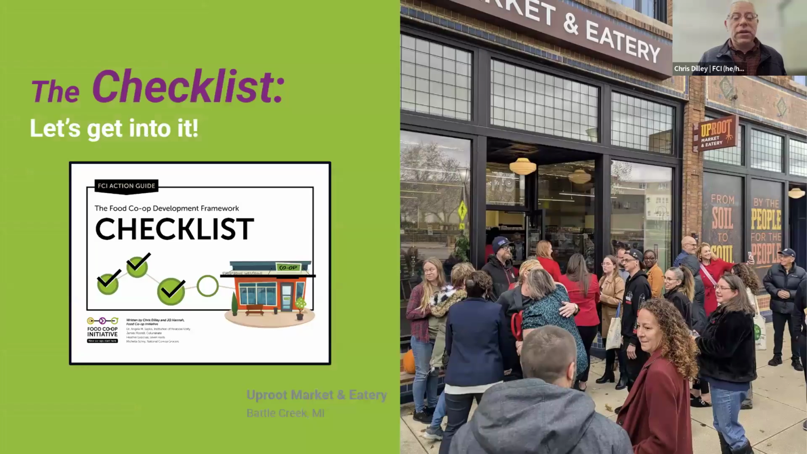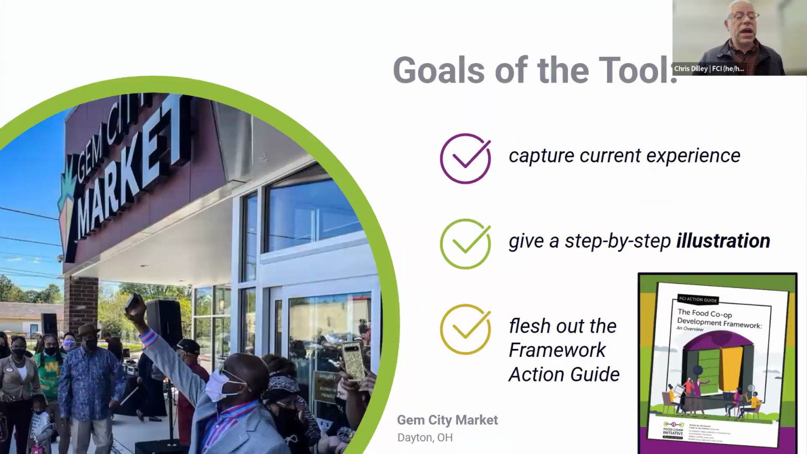So let's dig in a little bit to the checklist itself. The goals of the tool itself are to capture the current experience. This is the next step in a continuing effort by FCI always to scaffold and support and meet the needs of the food co-op development, or the food co-op movement. And so we've learned a lot. We keep learning a lot. We're learning from you every day. And so we need ways to continue to update and integrate that learning. And this checklist is bringing the most current understanding and learning that we have.